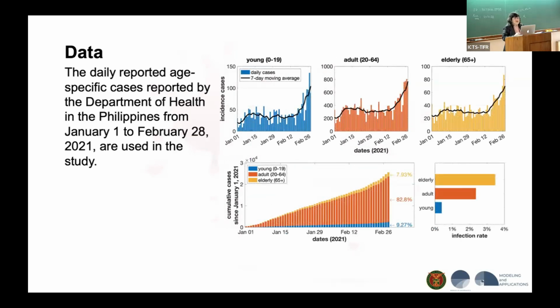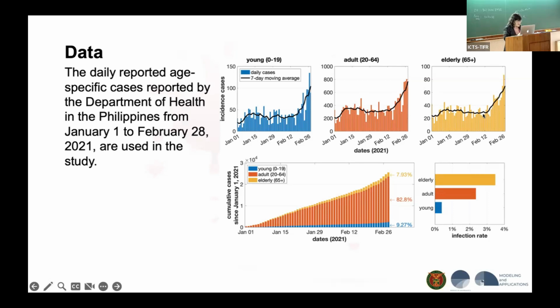First, we use the daily reported age-specific cases compiled by the Department of Health in the Philippines from January to February 28, 2021. This data we use in our study. If you take a look at the first figure, this is a histogram of the incident cases from January 1 to February 28. These are the daily infected cases, and the black curve is the 7-day moving average to take into account the delay in reporting the cases. The same is true for adults and elderly.